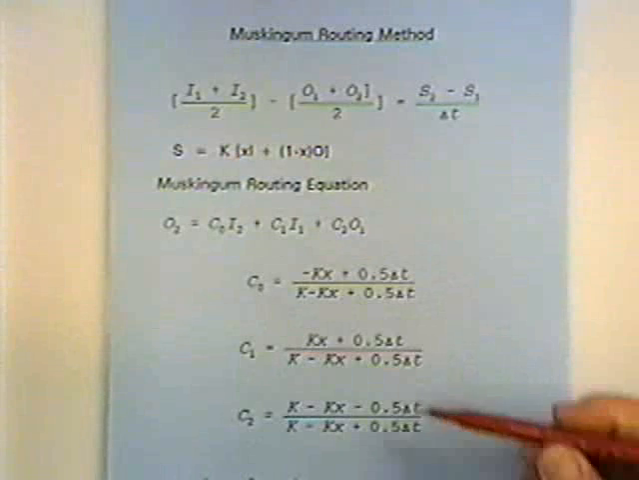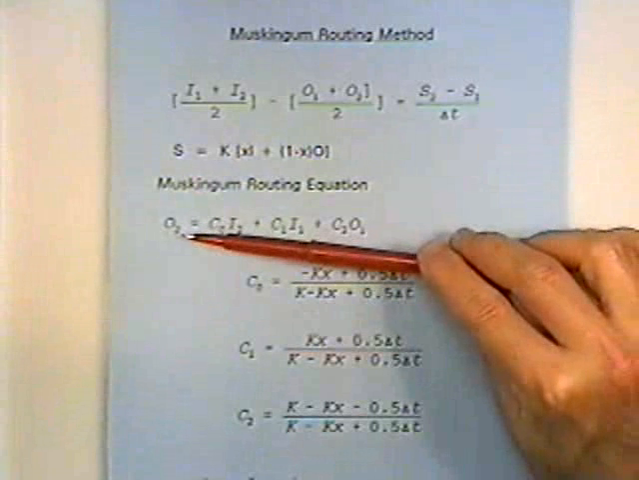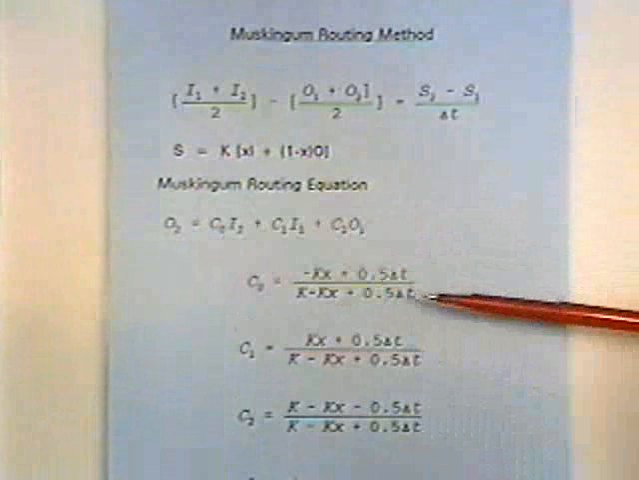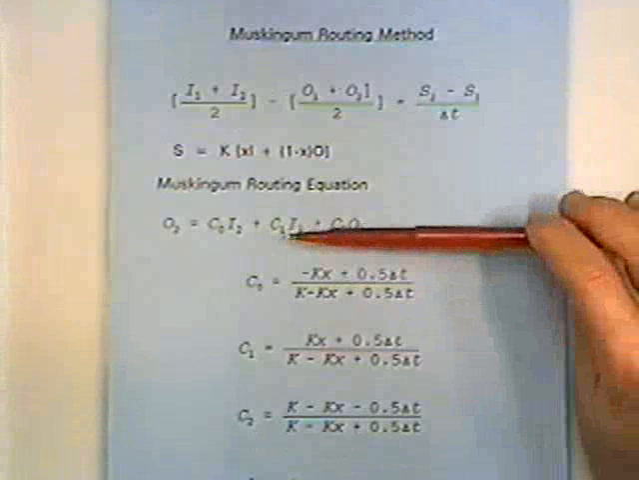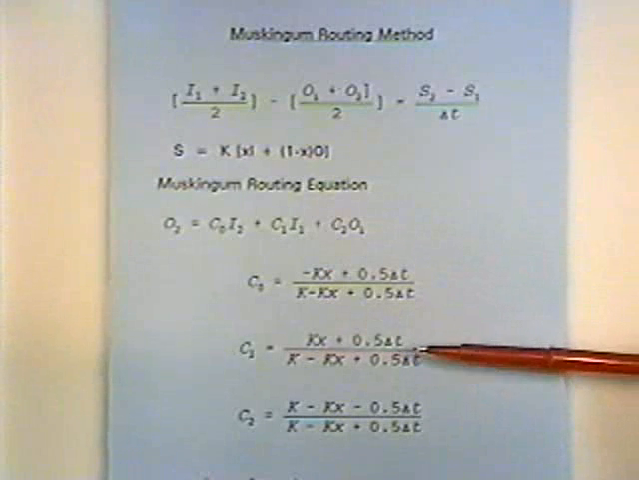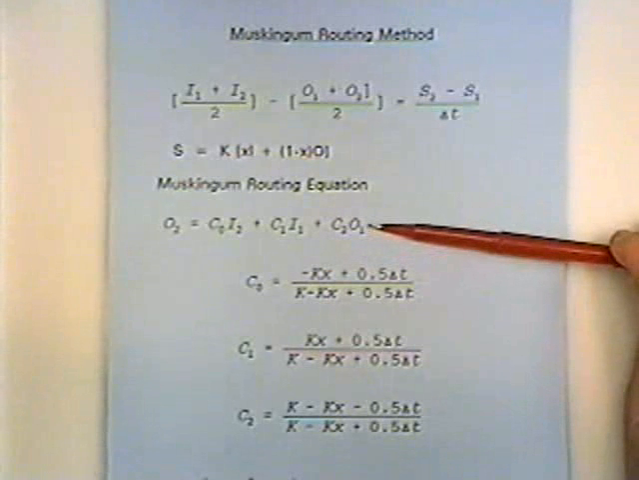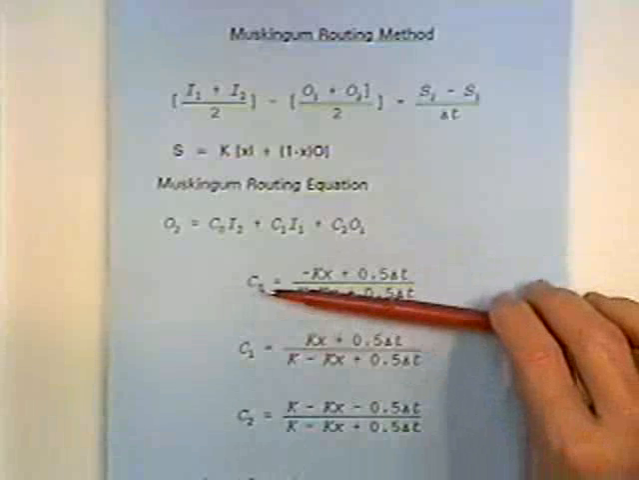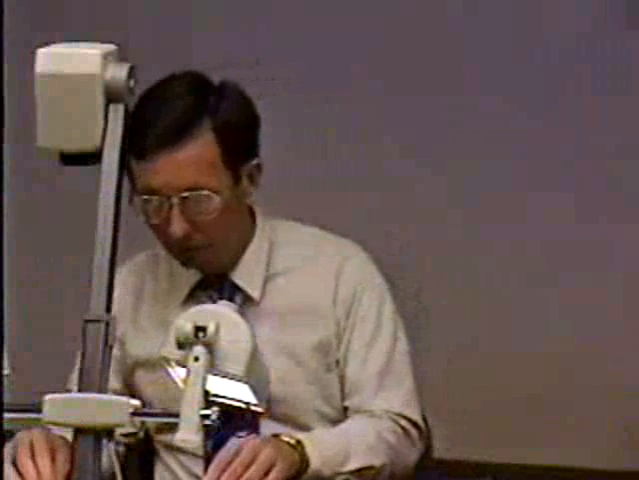And so this is just one equation you're looking at. It's just the outflow from the reach of river at the end of the time period is equal to some C0, which is this expression, which is a function of K and X and the delta t, plus C1, which is this expression, which is also just a function of X, K and delta t, plus C2 times the outflow at the beginning of the period. And just to check arithmetic, C0, C1, and C2 always have to sum up to 1. And so that's a routing equation that's commonly used in rivers.